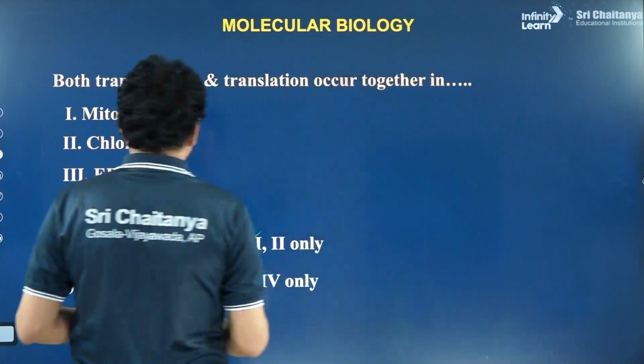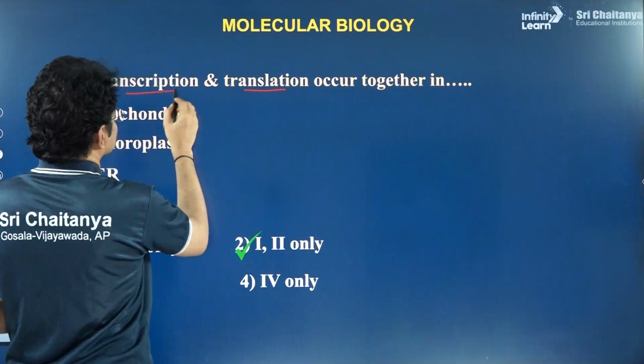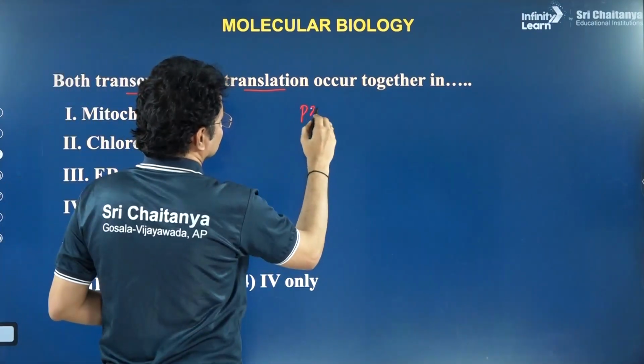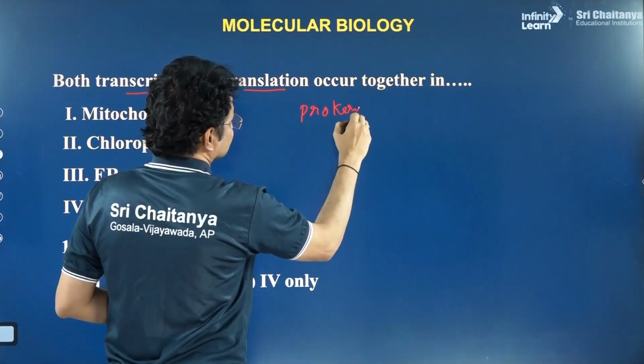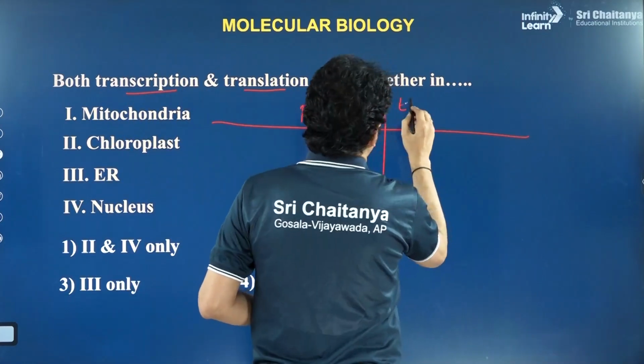Once again, I will explain the sites of translation and transcription. Prokaryotes, eukaryotes.